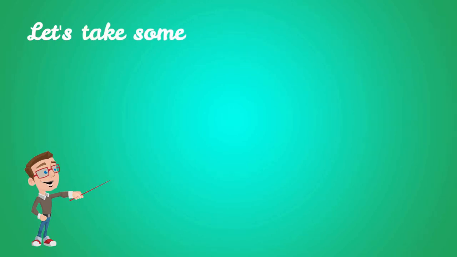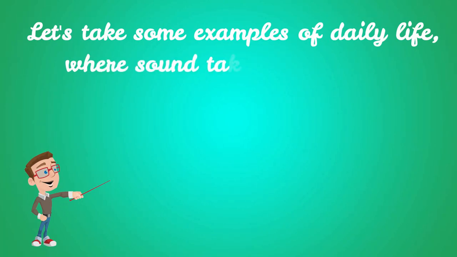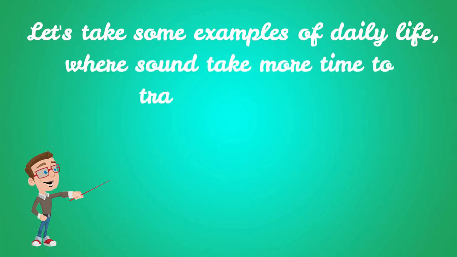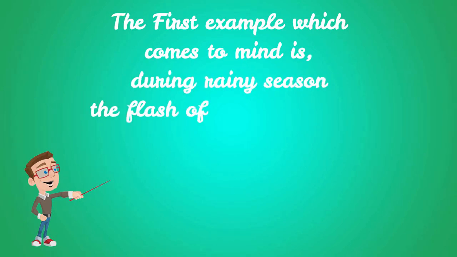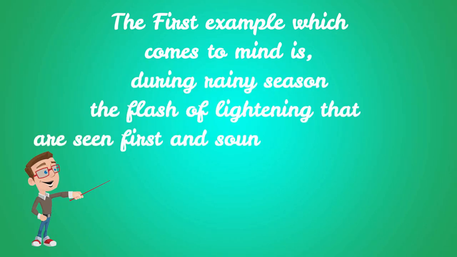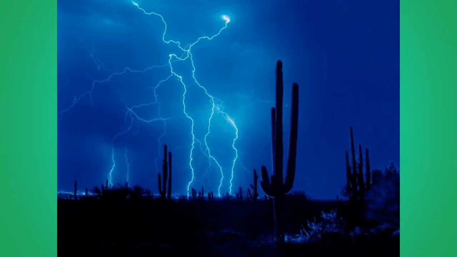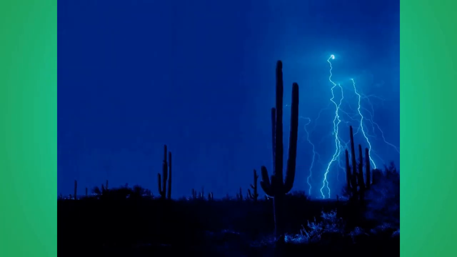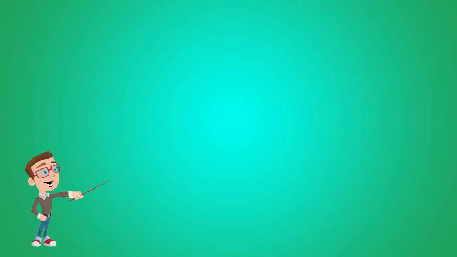Let us take a few examples from our day-to-day life where the low speed of sound in air but very high speed of light is observed. The first example that comes to my mind is during the rainy season, the flash of lightning is seen first and the sound of thunder is heard a little later, though both are produced at the same time in the clouds. It is due to the very high speed of light that we see the flash of lightning first, and it is due to the comparatively low speed of sound that the thunder is heard a little later.